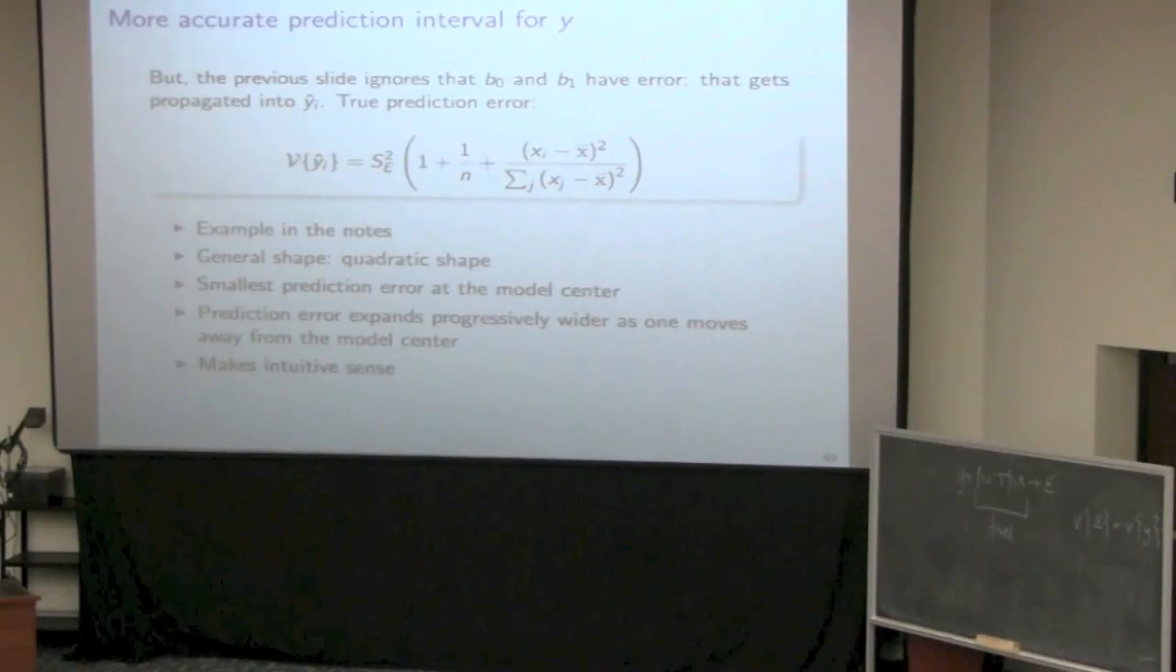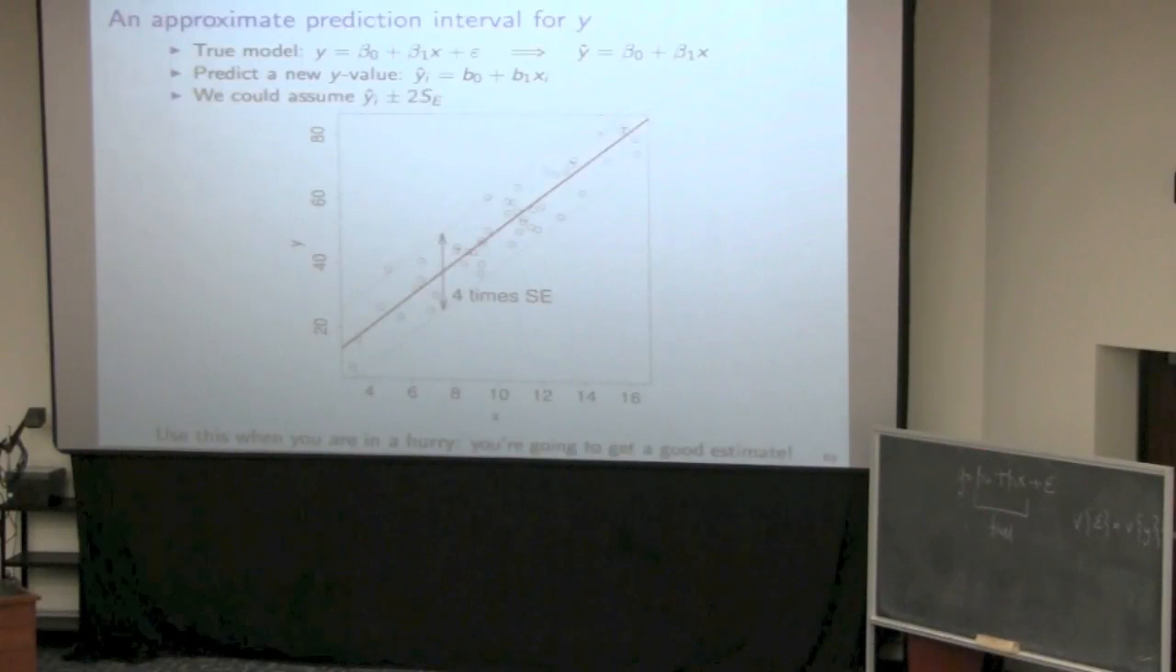A better estimate of your prediction error recognizes, well, hang on, beta 0 and beta 1, we don't actually know what they are. We don't ever know beta 0 and beta 1. We estimate them, and we call our estimates B0 and B1. Those B0 and B1 have error. In fact, we just constructed the confidence interval for B1, recognizing that. So that error from B0 and the error from B1 should propagate into my prediction for y as well, if I would like a more accurate estimate of error.